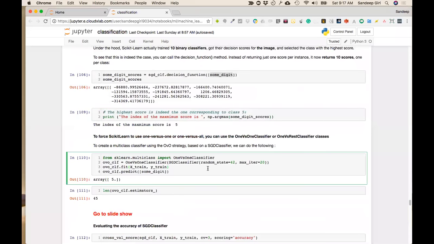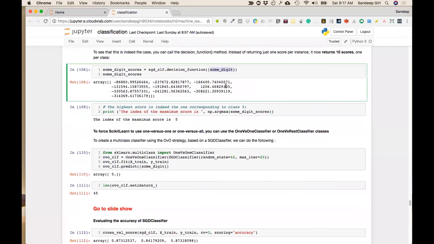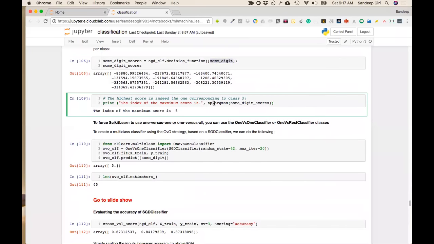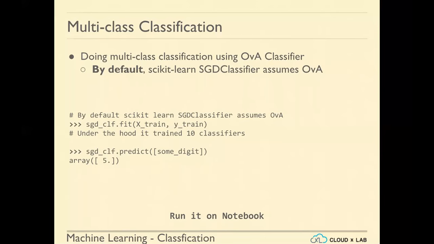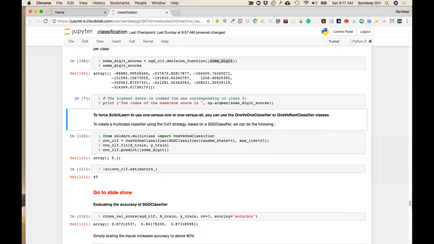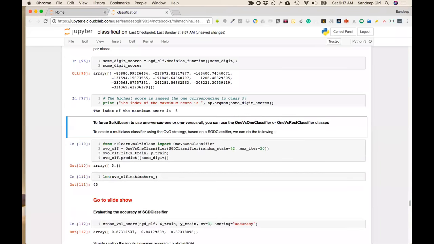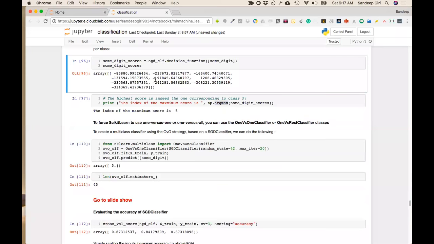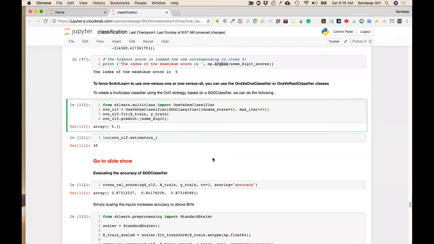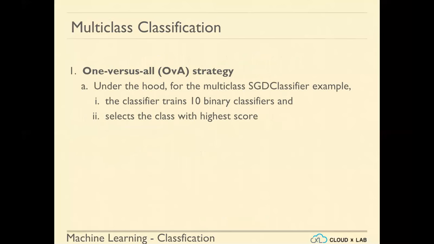All right. Great. So basically, we can see that for a particular digit, it has given great results, as well as we are able to check the score of 0, 1, 2, 3, 4, 5. So this is indeed 5. Okay. Now, if you want to use some other strategy, we can use that as well.